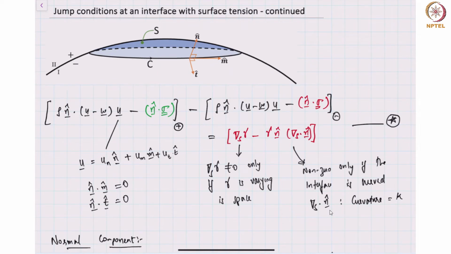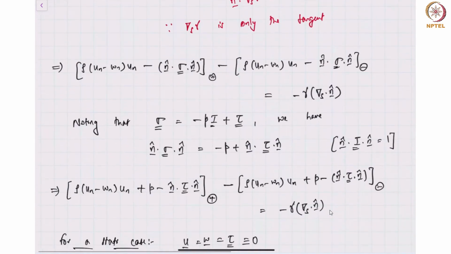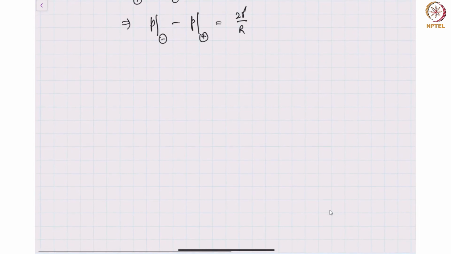We have the equation star, which is a vector equation. It has the jump conditions across an interface with surface tension. To get the normal component of the jump conditions, we took the dot product of this equation with n. Now we are going to take a dot product of this equation with the tangent vector t to basically get the tangential jump conditions. Let's write down the tangential stress conditions.